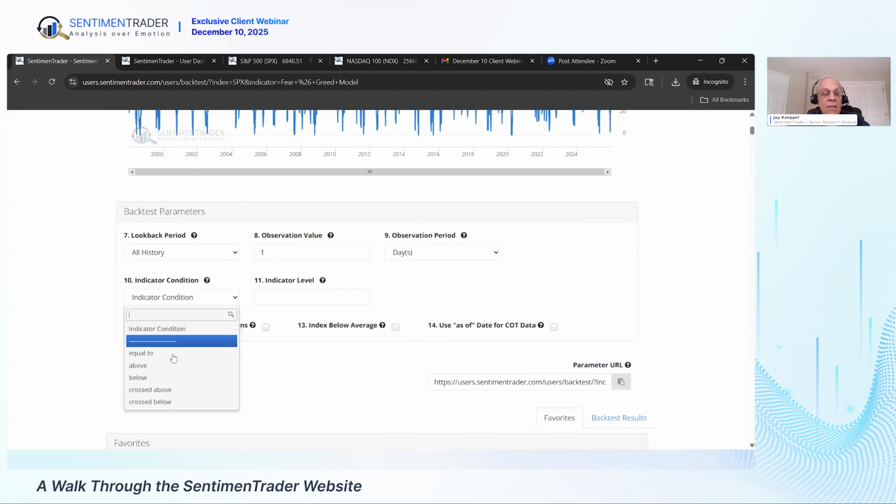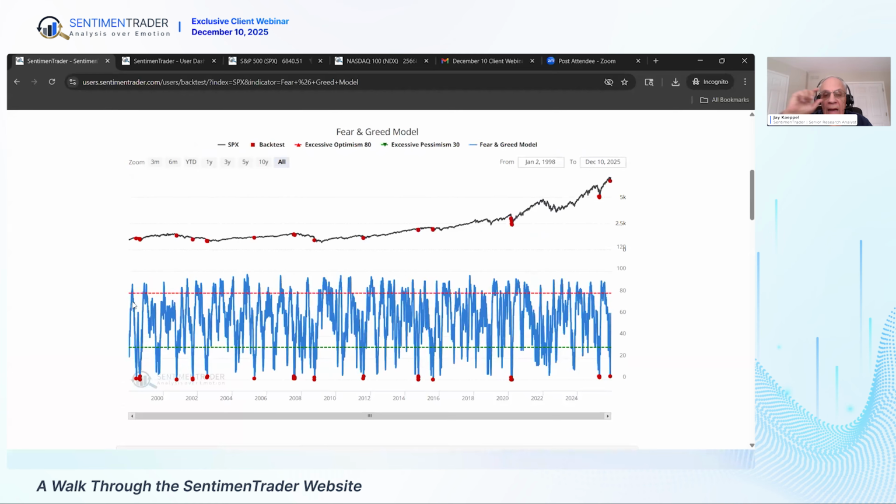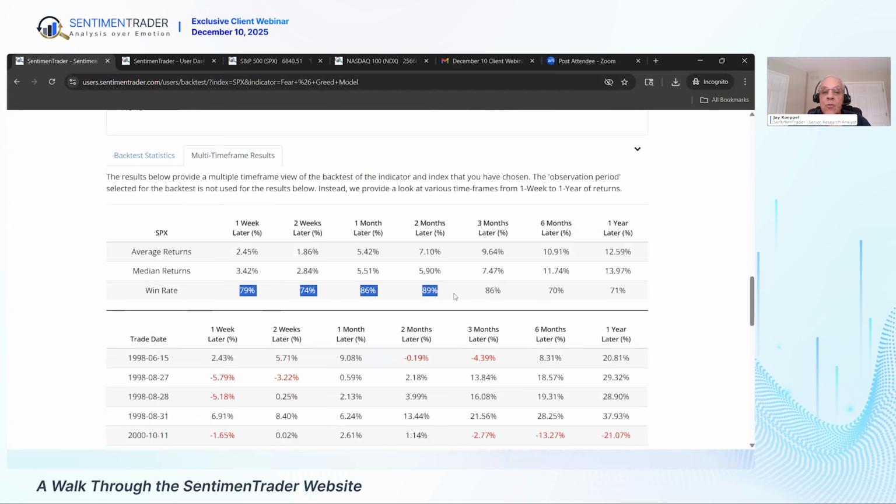So any day where it's below, I'm going to say 3.1, and we click run backtest. And then we wait to see. So is every red dot an automatic buy signal? Not necessarily. However, that's not what I'm going for. Right now, I'm going for weight of the evidence. So if I click multi-time frame results, what I find is the win rates are, well, it's interesting. It's really good through 2 months, and 3 months kind of drops off a little bit after that. So that's good to know.